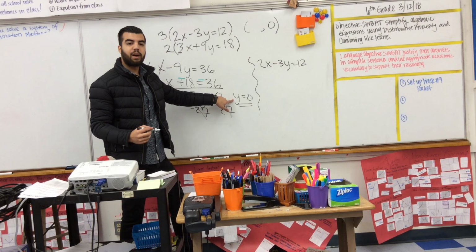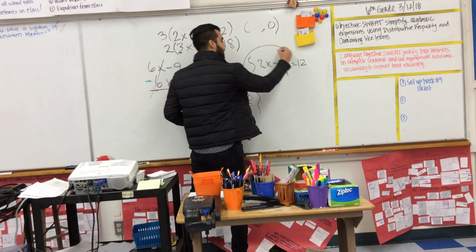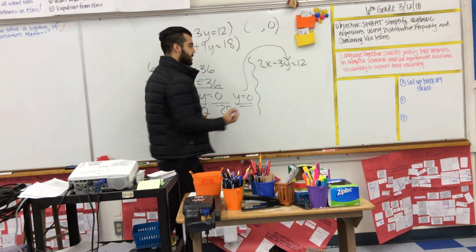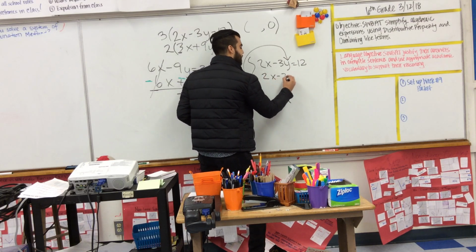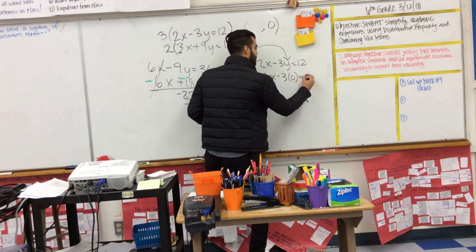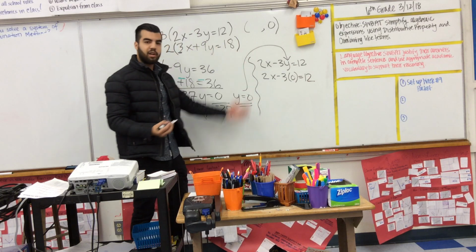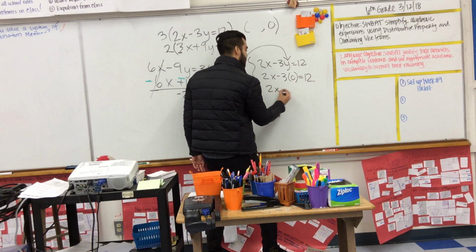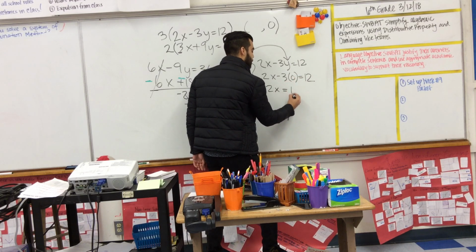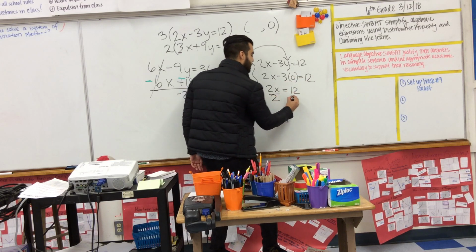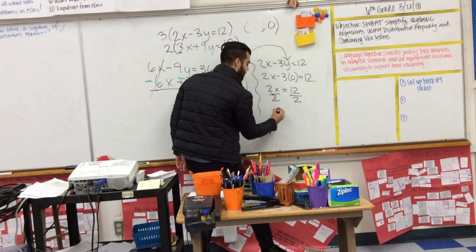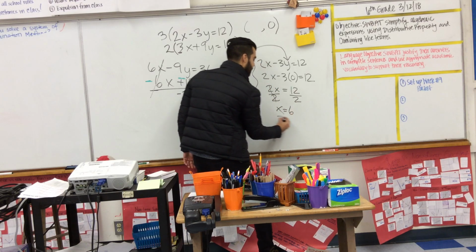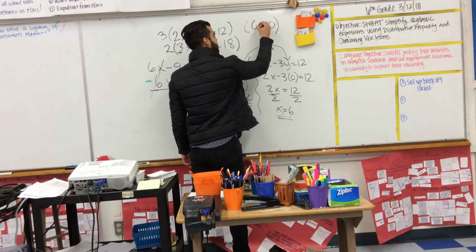But now I know that I have y equals 0. I'm going to go ahead and substitute that in for y, which gives me 2x minus 3 times 0 equals 12. Now go ahead and solve it to find what x equals. So we have 2x minus 0, or this goes away, equals 12. Divide both sides by 2, and you get that x equals 6. So we know x equals 6.